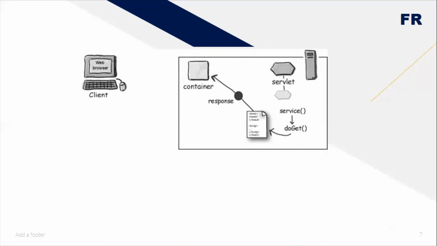So each client gets a separate thread for each request, and the container allocates new request and response objects. So this is the main idea of how to handle a request.